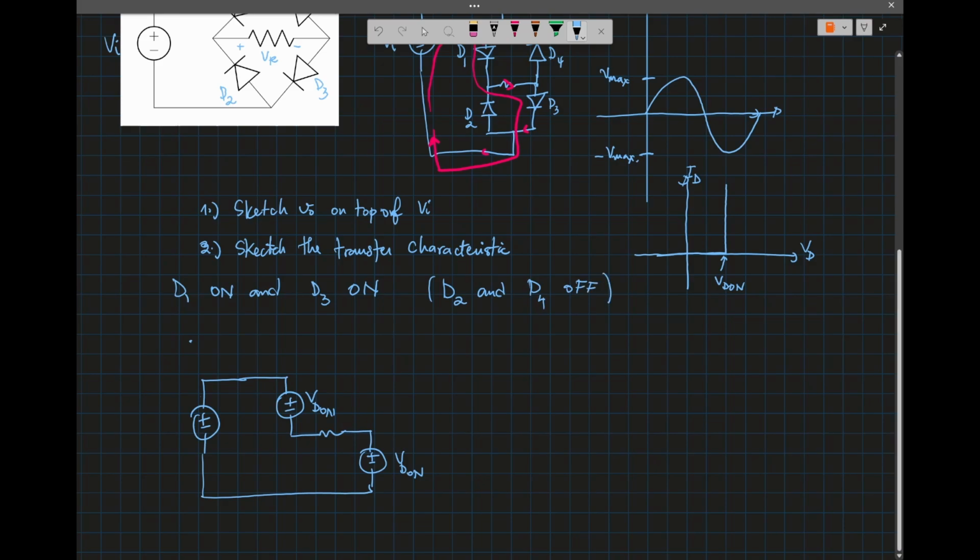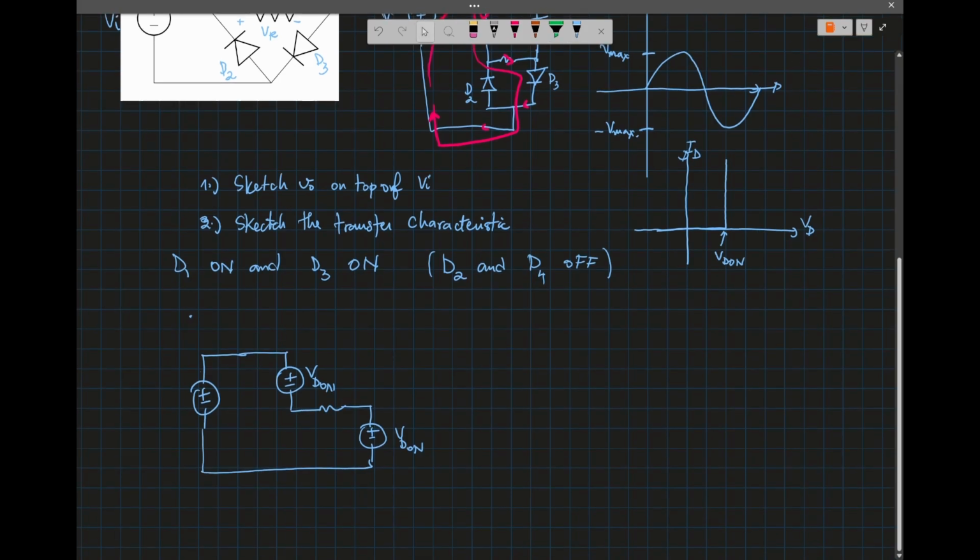Really, if we wanted to enumerate all the cases, I have 4 diodes, so 2 to the 4 is the number of cases that we would get. But for these 4 diodes, there are only going to be 2 conditions that you're going to see.